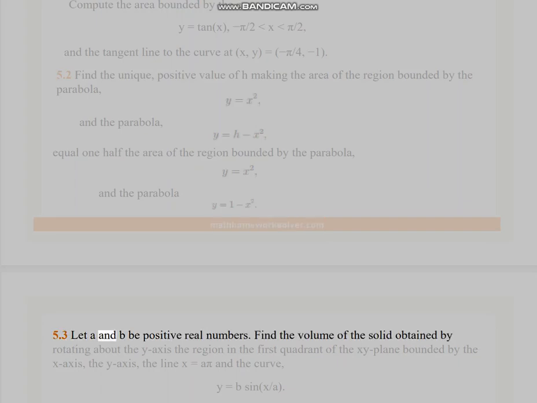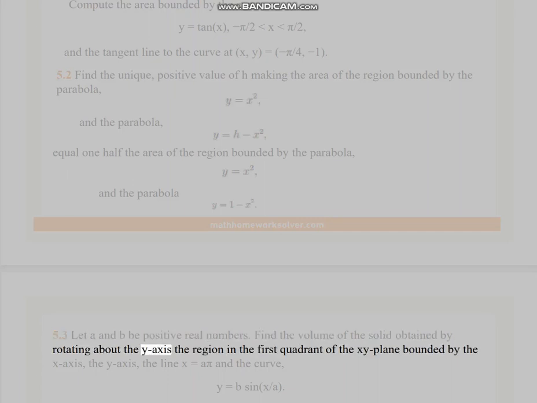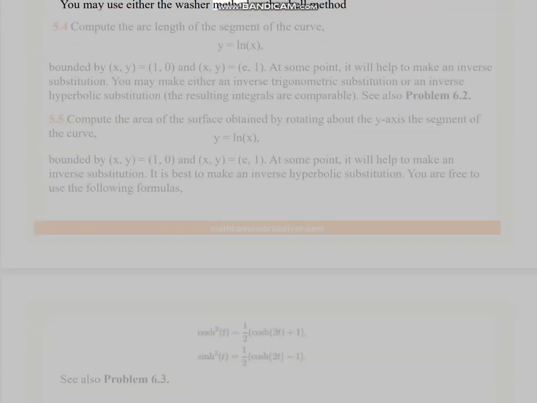5.3 Let a and b be positive real numbers. Find the volume of the solid obtained by rotating about the y-axis the region in the first quadrant of the xy plane bounded by the x-axis, the y-axis, the line x equals a pi and the curve y equals b sin(x/a). You may use either the washer method or the shell method.